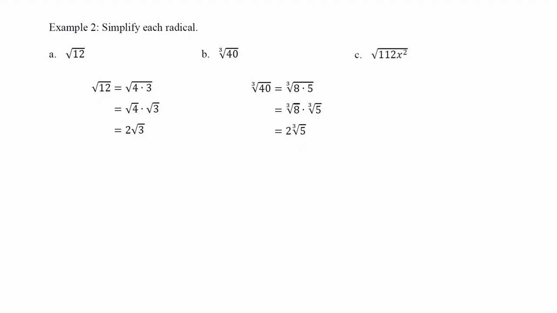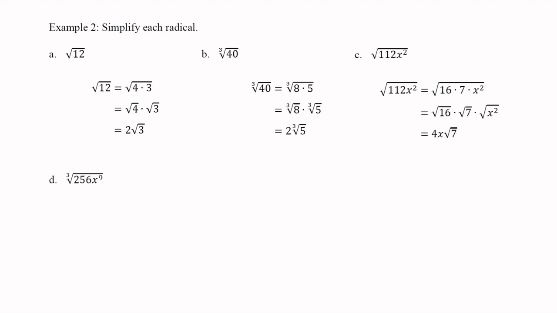For C, we have the square root of 112x squared. We can split up the 112 into 16 times 7, and we also have an x squared. So since we can split all this up, since everything's being multiplied, square root of 16 gives us 4. X squared, when we take the square root of that, gives us x, and then we're left with a square root of 7 on the end.